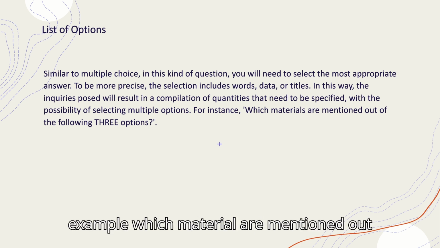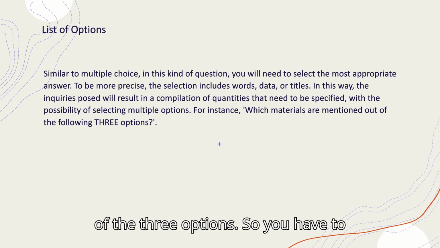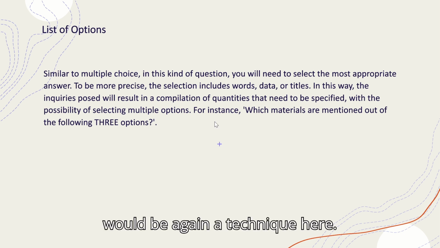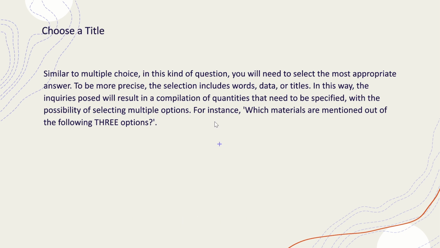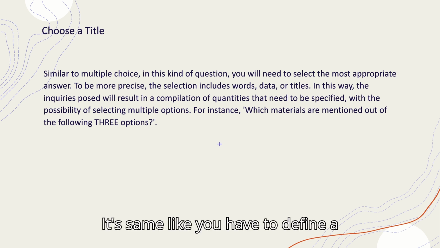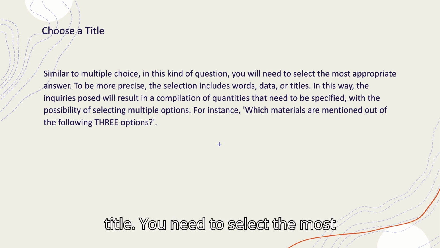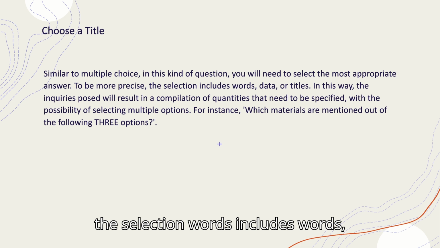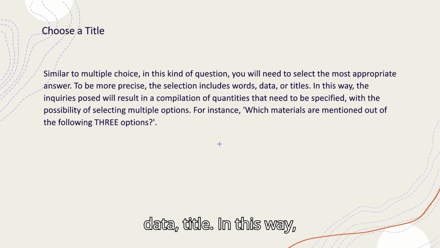So, for example, which material is mentioned out of the three options? You have to choose the best option. Skimming would be a technique here. Choose the title is another question. It's the same, you have to define a title. You need to select the most appropriate answer. To be more precise, the selection words include words, data, title.